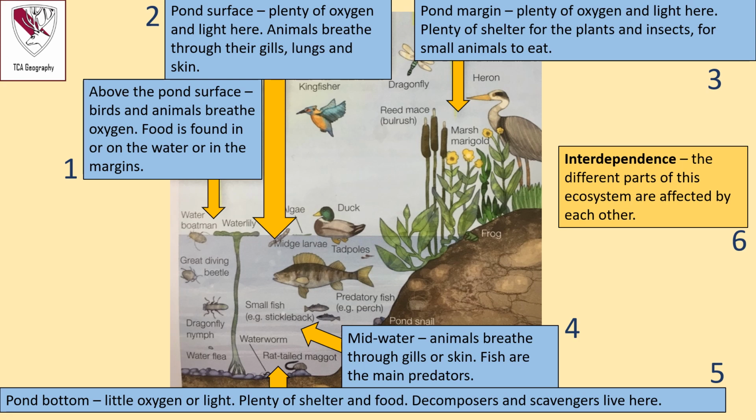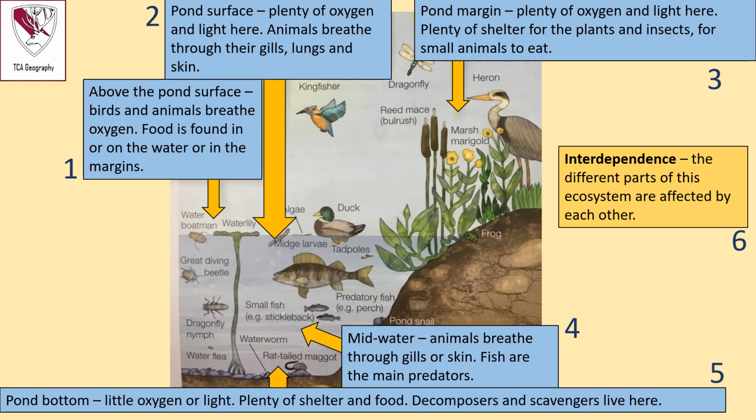Number 2. At the pond's surface, there's plenty of oxygen and light. Animals breathe through their gills or lungs or skin, or a combination of those three things. And number 3, the pond margin. This is the edge where the water meets the ground. There's plenty of oxygen and light here, plenty of shelter for the plants and insects and small animals or birds, plenty to eat. So there's lots of life at numbers 1, 2 and 3, just above the pond surface, at the surface and at the margin.